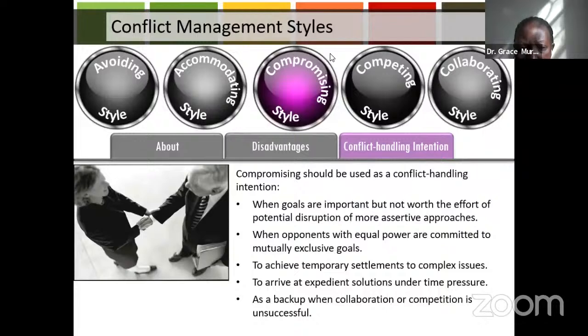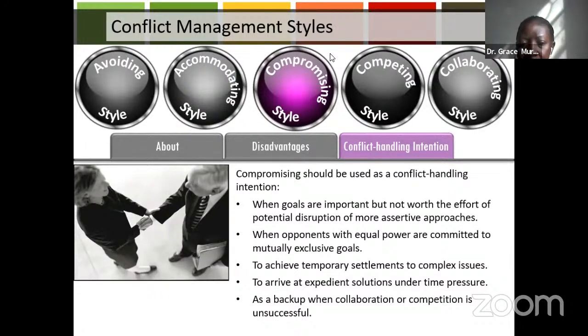Somebody on the chat said something. A good example where compromising is used is in CBA negotiations. Oh yes, I like that example. In the collective bargaining agreements between employees and employers, it's always give and take.